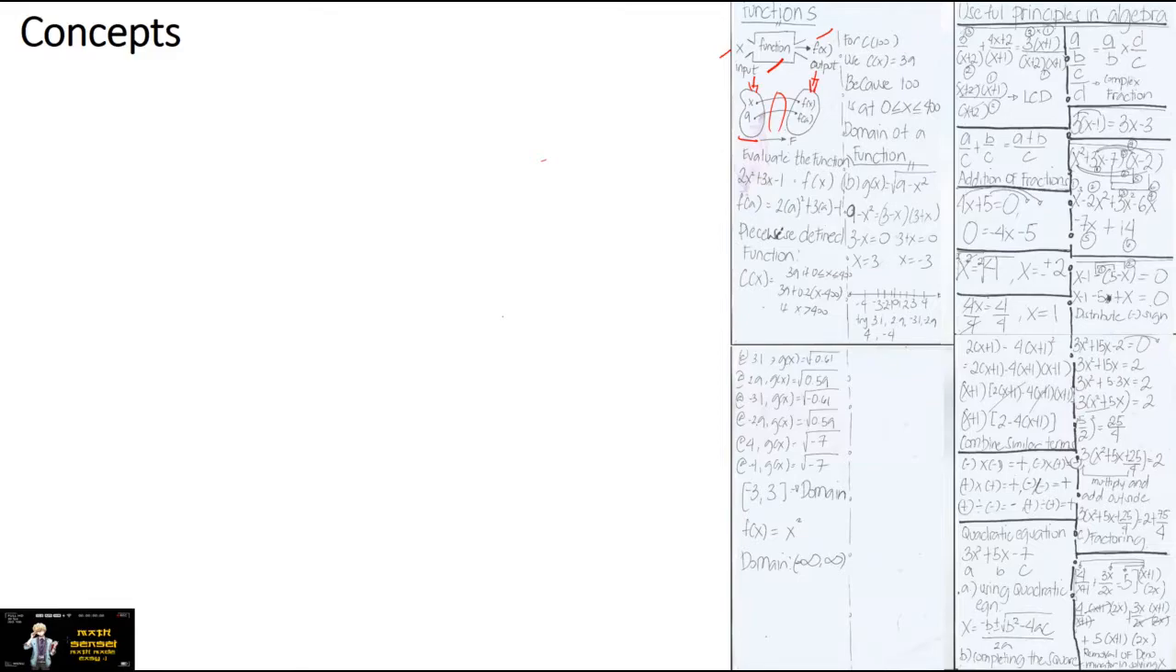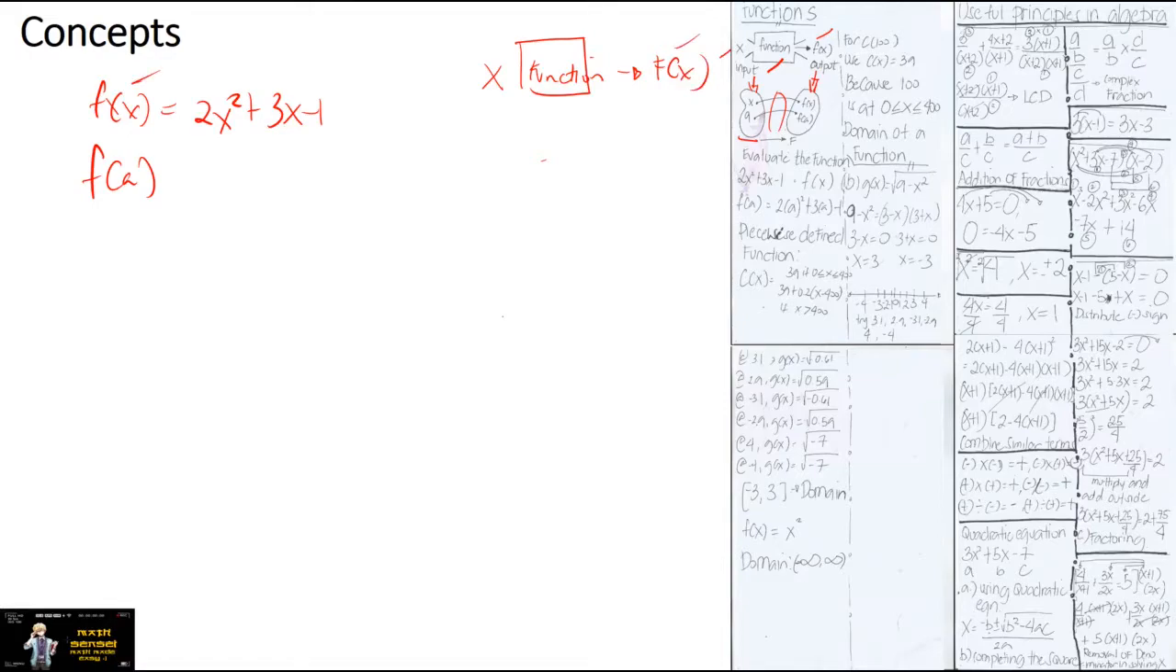Try natin. Halimbawa, meron ka daw function f of x is equals to 2x squared plus 3x minus 1. Sabi, what is f of a? Tandaan natin, ito yung f of x, ito yung function. Dapat ano ba yung i-input mo sa function?